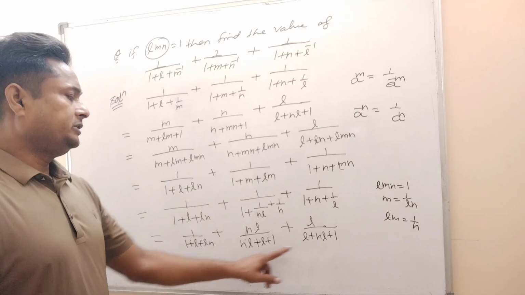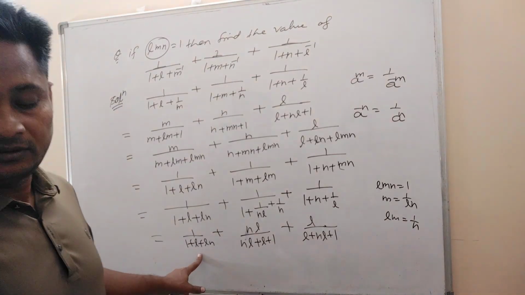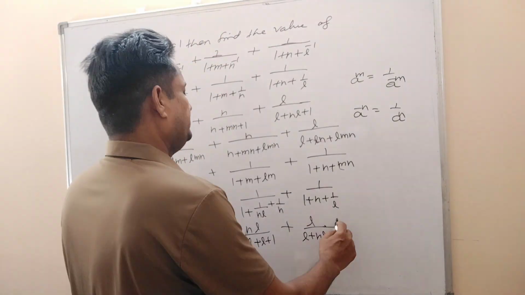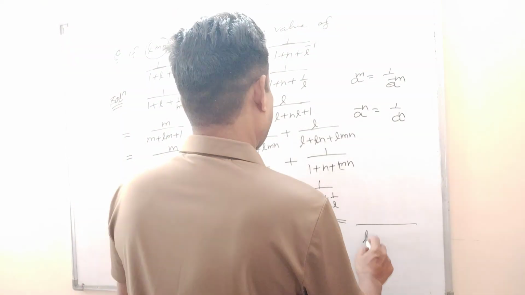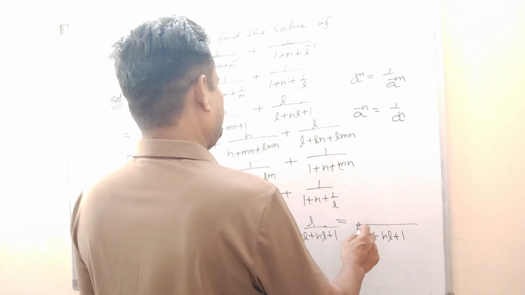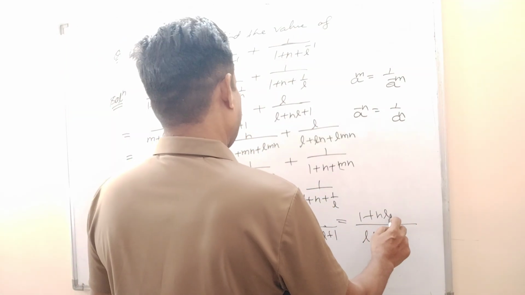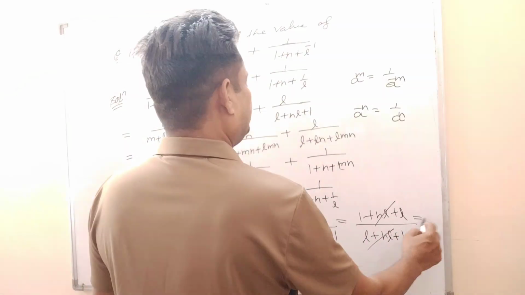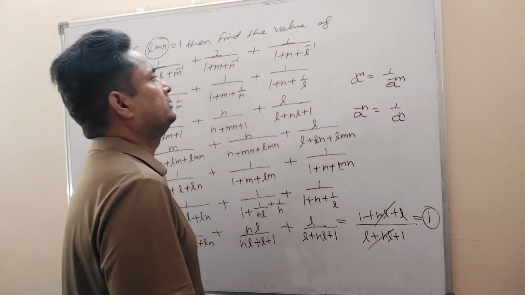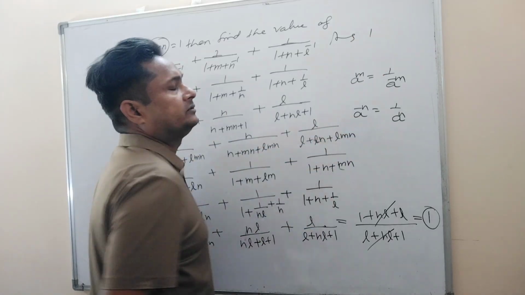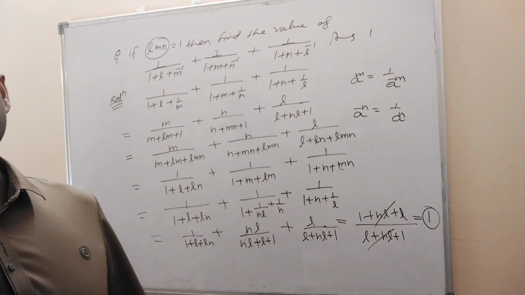Now denominator of all these three are same, so numerator will be same. So this will be, take LCM l plus nl plus 1, then numerator will be 1 plus nl plus l. This will cancel out and this is equal to 1. That means answer of this one is what? Answer of this one is 1.